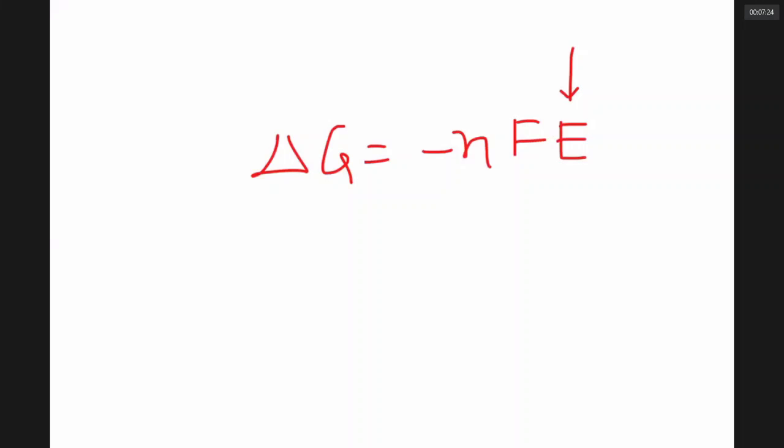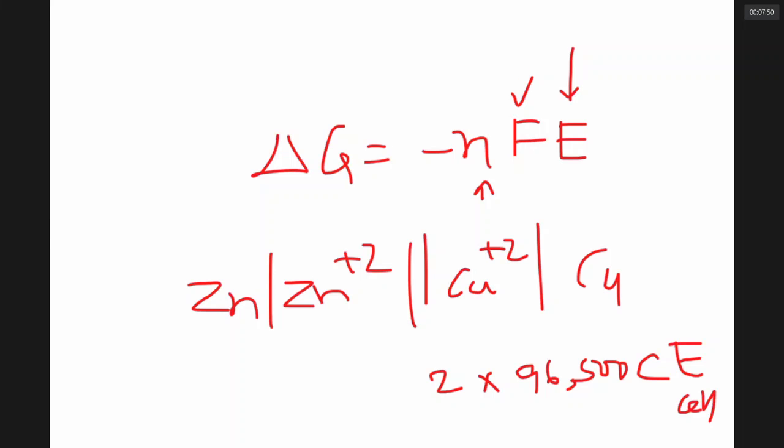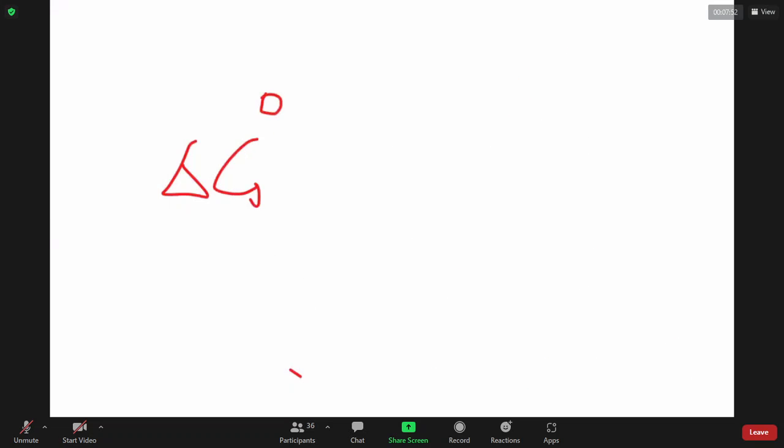So the useful amount of energy produced is given by delta G is equal to minus nFE, where n is the number of moles of electrons. In a typical cell like Zn, Zn plus 2, salt bridge, Cu plus 2, Cu, the number of electrons involved in the transfer is 2. F means the charge of 1 mole of electrons, that is 96,500 coulombs, and E is the cell potential. Notice that standard Gibbs energy change is equal to minus nFE0.